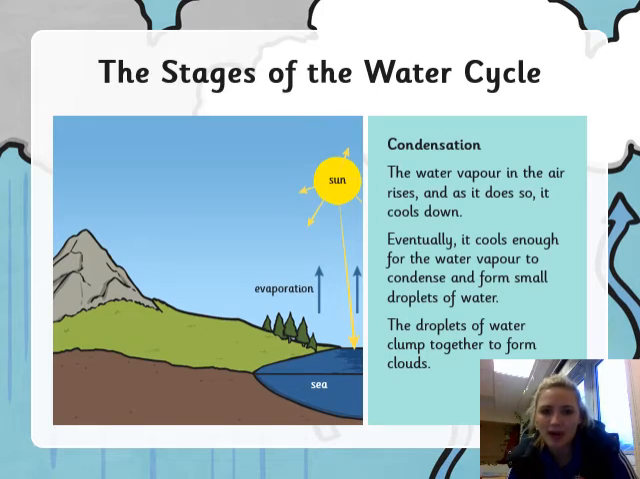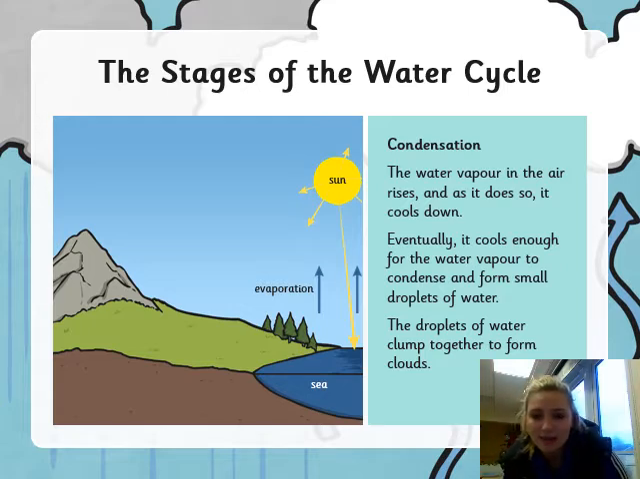So condensation happens. The water vapour in the air rises, and as it does it cools down. So obviously it's heated up to a point where it's evaporated, it then moves up to the clouds and then it starts to cool down. Eventually it's cool enough for the water vapour to start to condense.